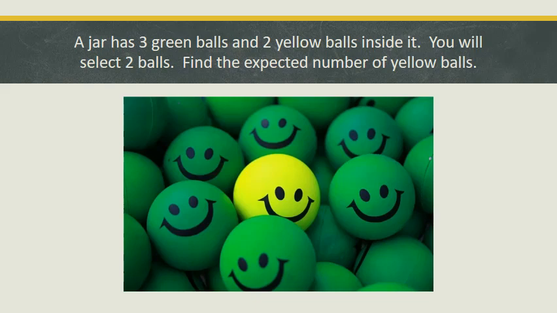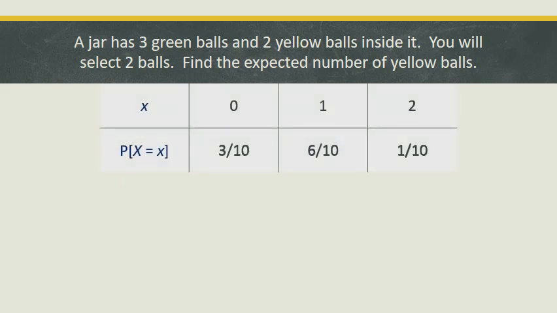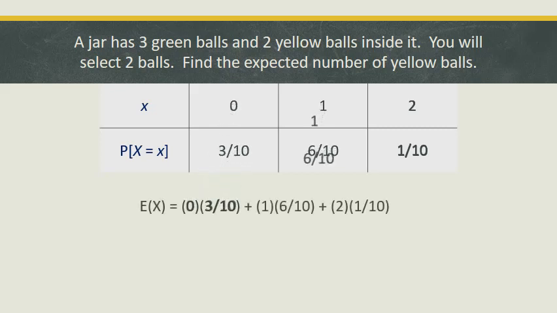And finally, here is the last example from the previous video, the distribution of the number of yellow balls drawn from a jar. Let's apply the expected value calculation. And it all adds up to 0.8.